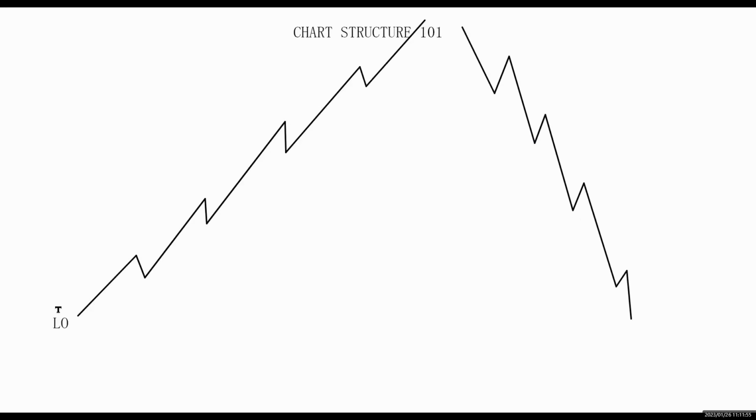We have a low. The abbreviation L is for low, H is for high, then higher low, HL, higher high, HH, higher low, higher high, higher low, higher high, higher low, and we have a higher high right here. Okay.